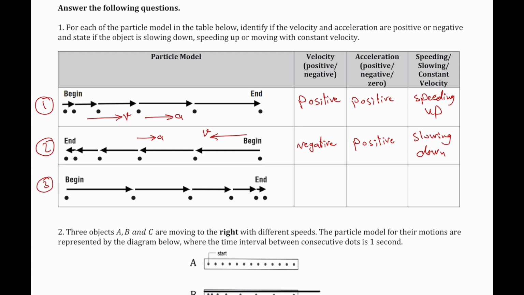3. The velocity vector is to the right and the acceleration is in the opposite direction because the object is slowing down. So here, velocity is positive, acceleration negative, and the object is slowing down.